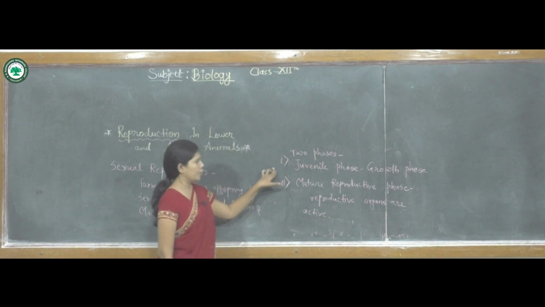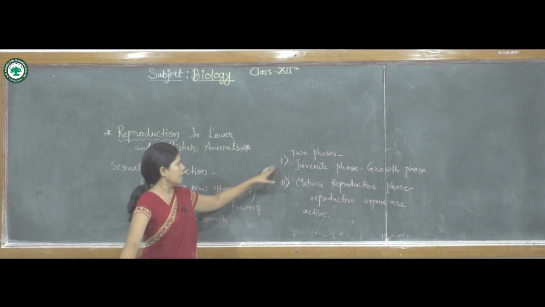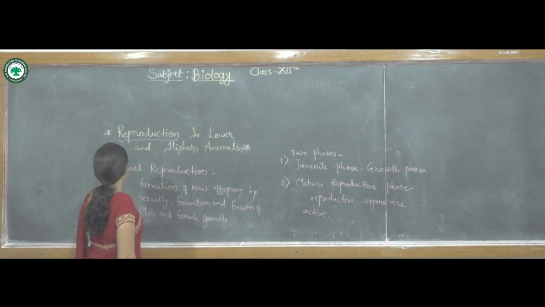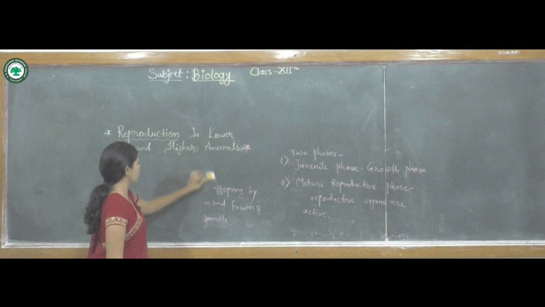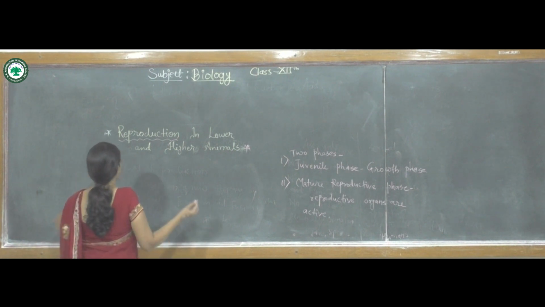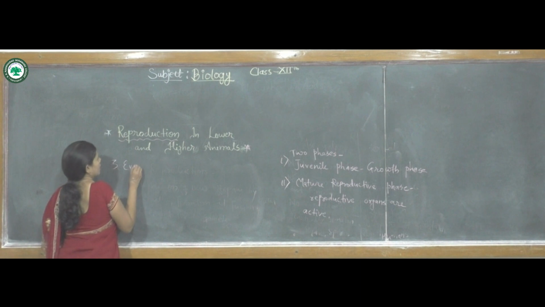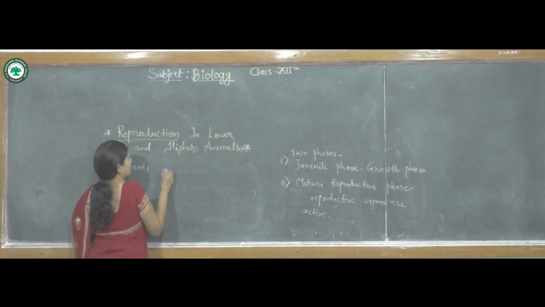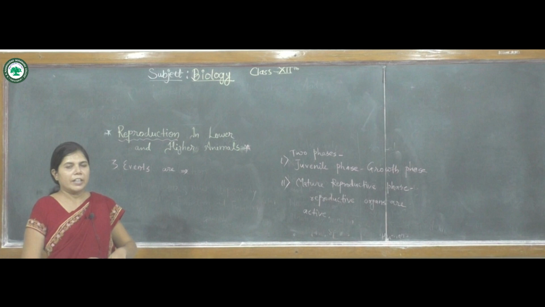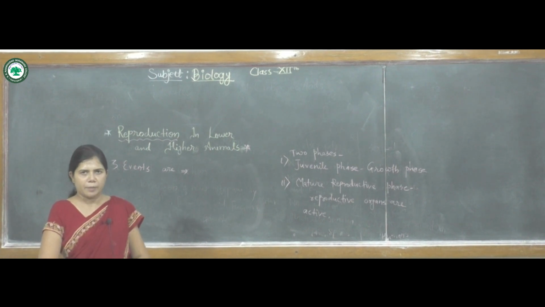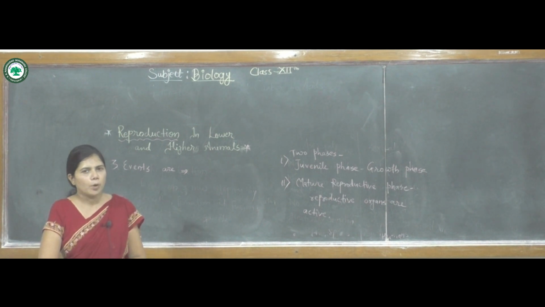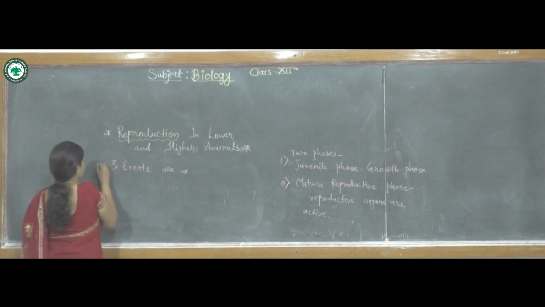Again, there are two phases, juvenile phase and mature reproductive phase. These two phases are carried out in the sexually reproducing animals. Again, there are three events included in the sexually reproducing animals. First one is pre-fertilization, second one is fertilization, and third one is post-fertilization.